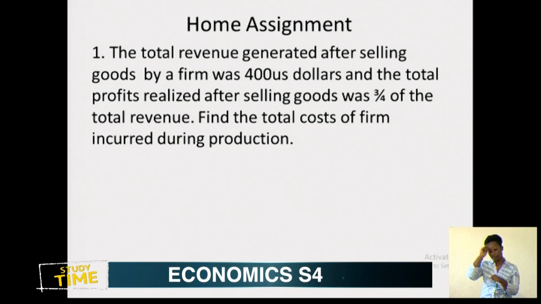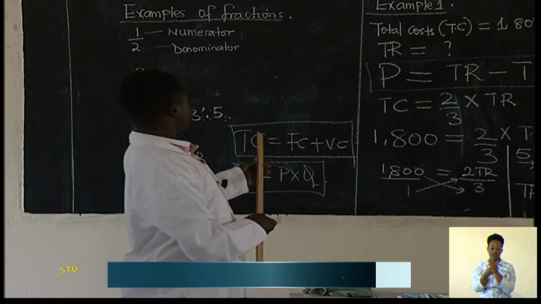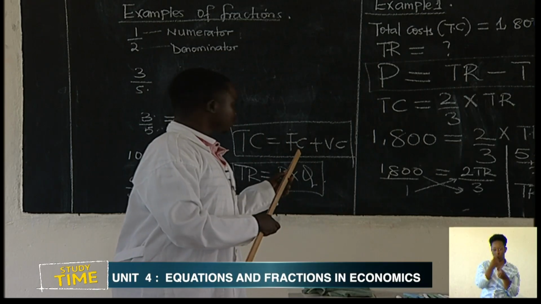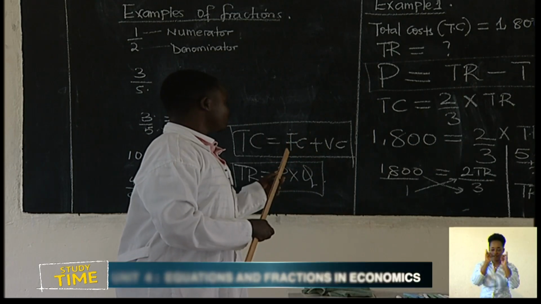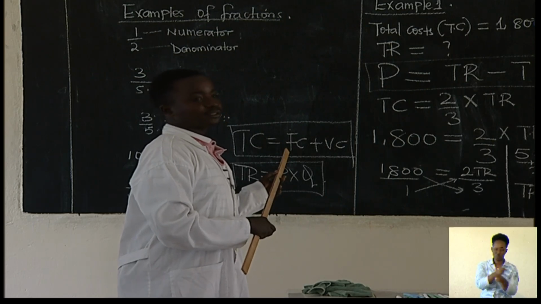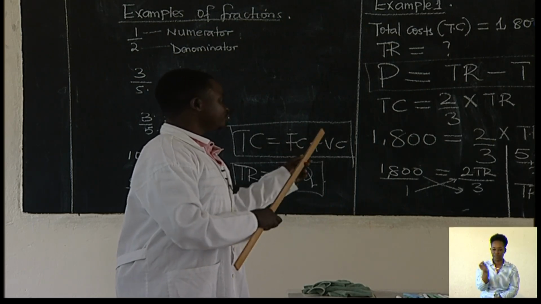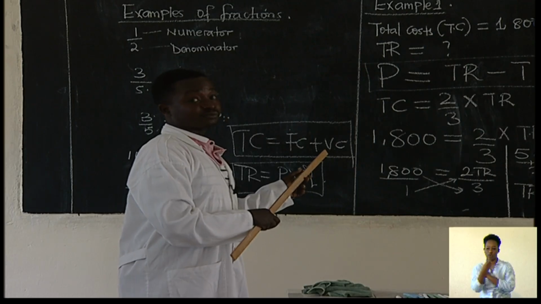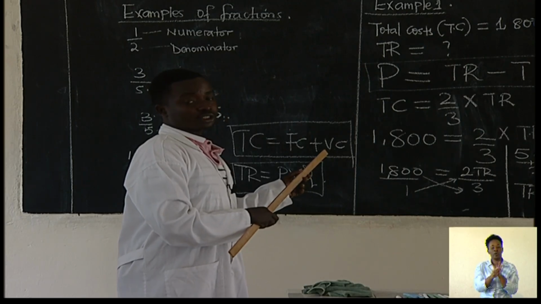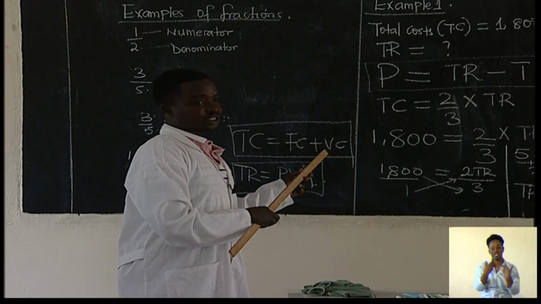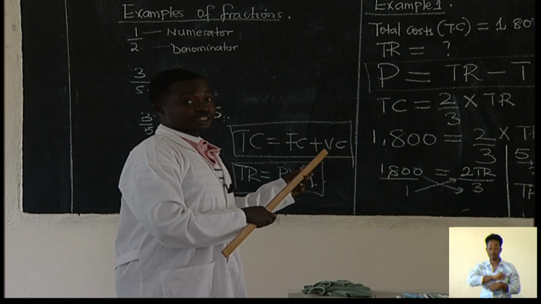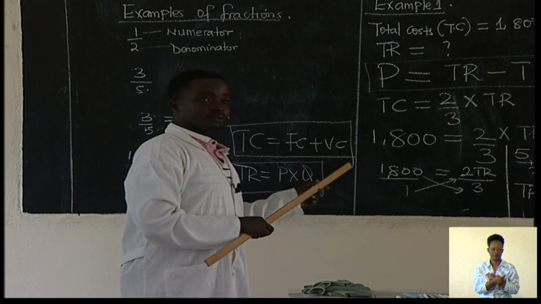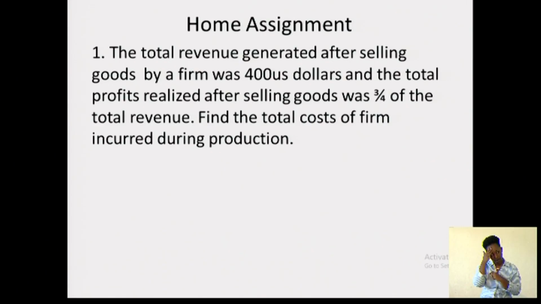Remember total costs? To get total costs, we have fixed costs, then you add variable costs. Fixed costs are costs which don't change with output, like rent. It does not easily change. Then variable costs change with output level, like the costs of raw materials. The transport costs may also change. The salaries of workers may also change with output level. So you have to know that. Then as you write this question, you will be able to find the total cost of the farm incurred during production.